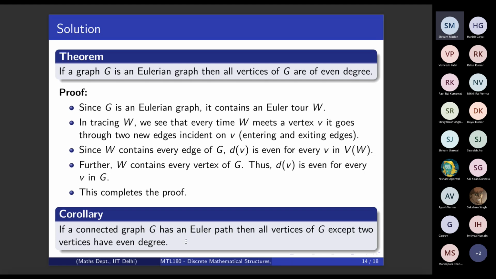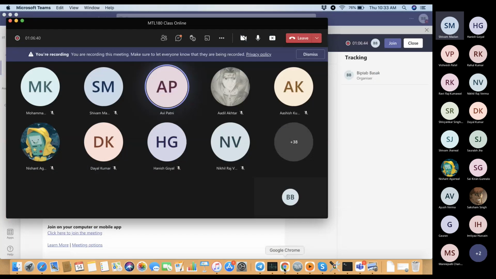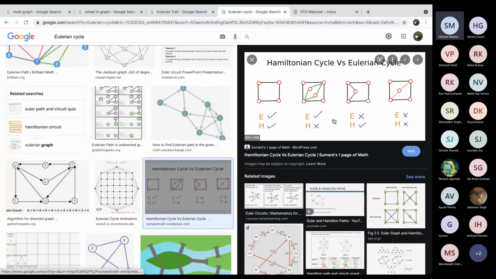Sir, could you go back to the examples that you showed of the Eulerian and Hamiltonian? Yeah, this one. Sir, in the third one, if I start from the top left, I go down, then right, then top, then move up again, then left, then the inner, and then the bottom one. Isn't that an Eulerian circuit?